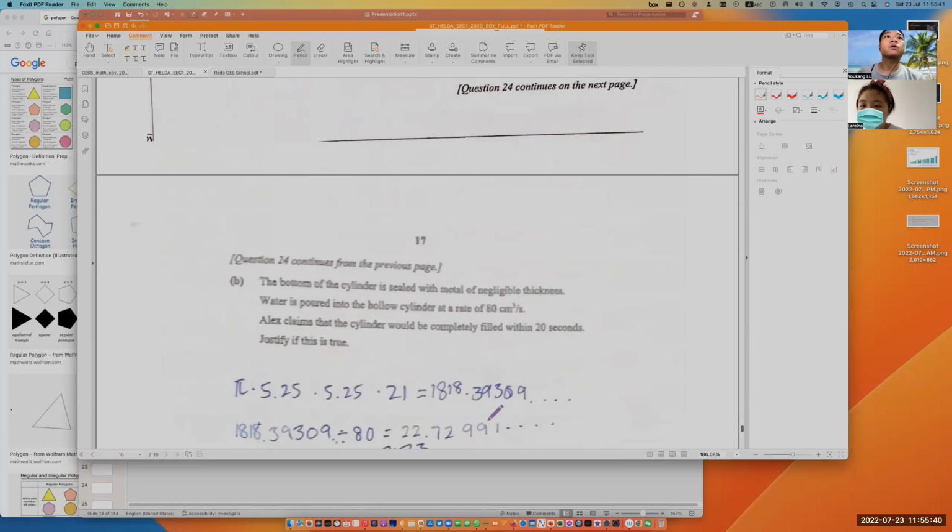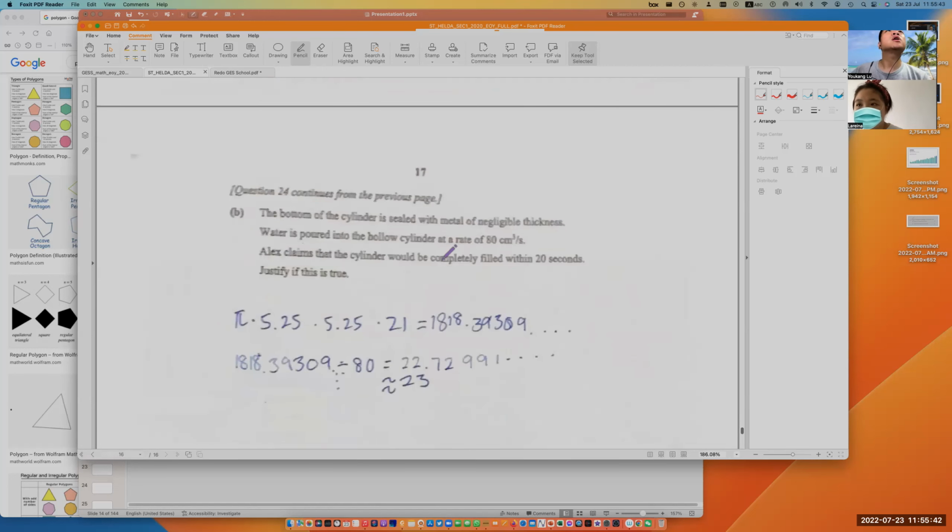Then it looks like this paper is quite simple. Then it says the bottom of the cylinder is sealed with a metal of negligible thickness. Then water is poured into the hollow cylinder at the rate. So Alex claimed that the cylinder will be completely filled within this. Okay, good. So basically you need to find the volume of this thing. How do you find the volume of this cylinder? V of cylinder. What's the formula?